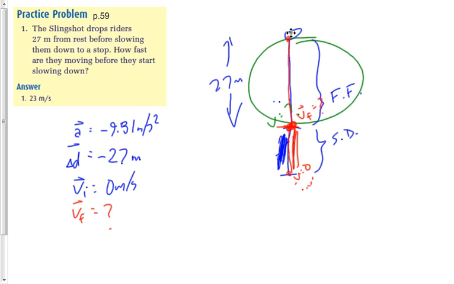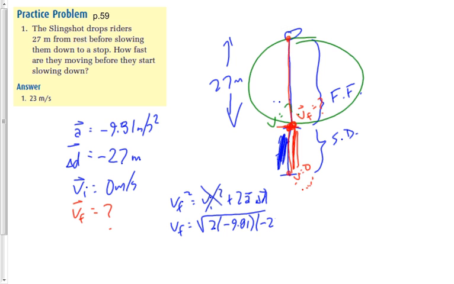All right, I think we're going to use that VF squared one again. VF squared equals VI squared plus 2AD. That disappears because it's 0. Square root of 2 times negative 9.81 times negative 27. And I assume that gives me the answer that's in the book of 23. Is that right?